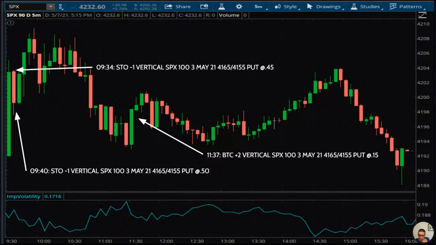I trade 3 times a week, 0 DTE. And so hopefully this helps you and gives you an understanding of what actually can occur on these trades.